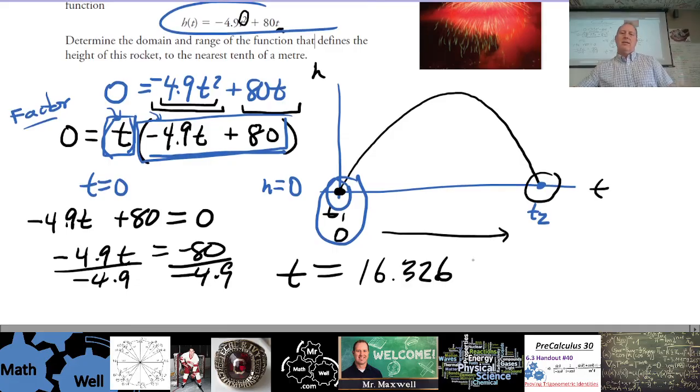So this is seconds, right? Okay, so that means here, 16.326 seconds is when it lands. So it's in the air for a total of 16 seconds, or thereabouts.